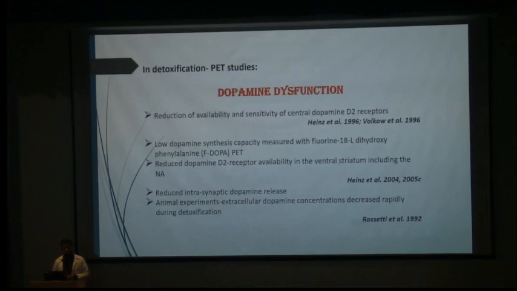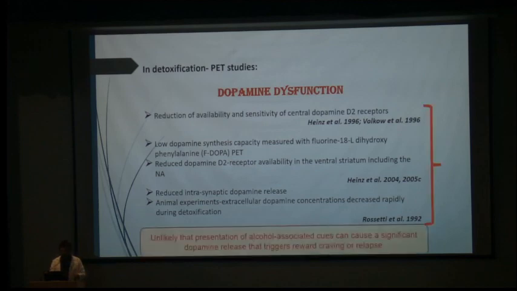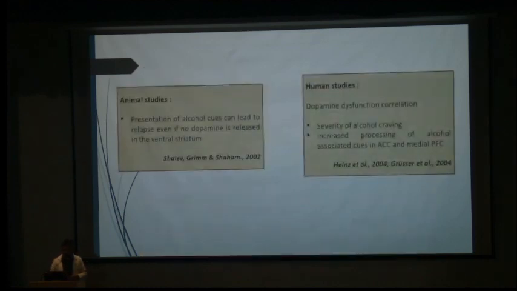But what they found in detox SPECT studies, which were done in people who were recently consuming alcohol, was that there was also reduction in availability and sensitivity of central dopamine D2 receptors. Also, there was reduced intrasynaptic dopamine in the animals. So based on these PET studies, they said it is unlikely that presentation of alcohol-associated cues can cause a significant dopamine release. So this is the confusion that was existing in the field.